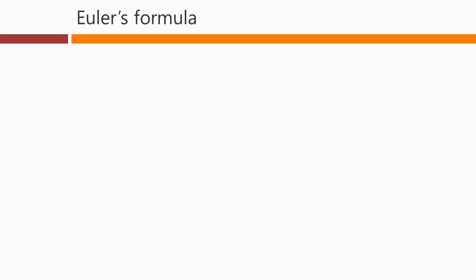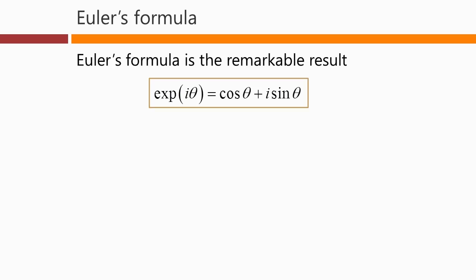One of the most remarkable formulas in all of mathematics is Euler's formula. Euler's formula says that e to the i theta is equal to cos theta plus i sine theta, which has the incidental consequence that e to the i pi is equal to -1, which is one of the more stunning results in mathematics.